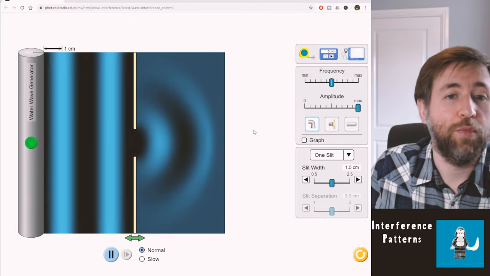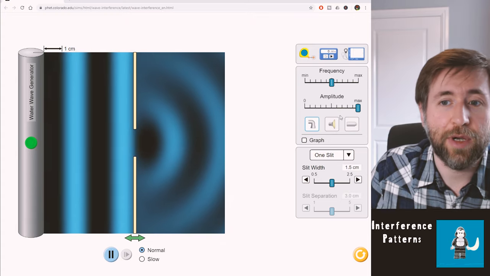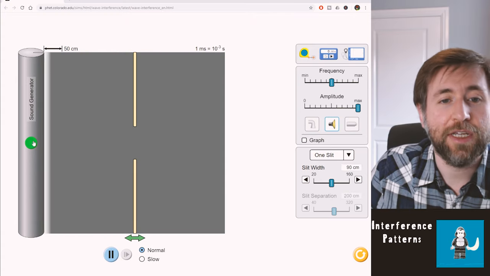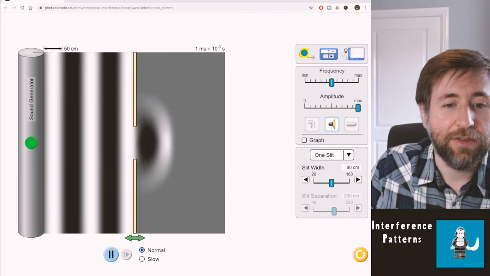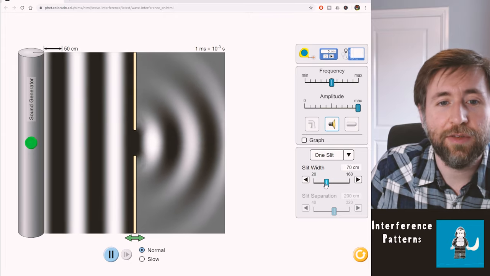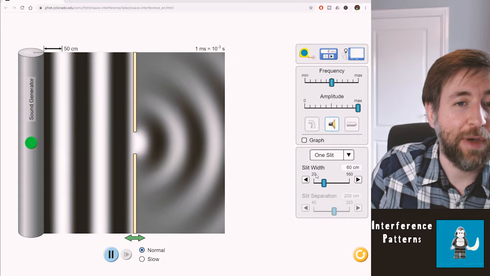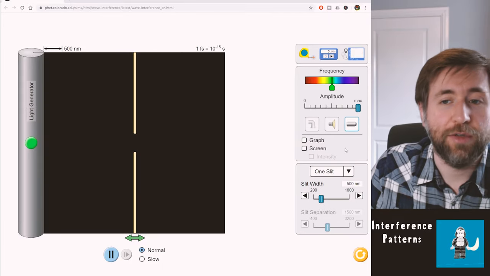Some other examples are water coming towards slits in boundaries. What happens to those? The same can be said of sound. They are diffracted into semicircular wave patterns. And you can even change the slit width to see how that affects the amount of diffraction that occurs. And you can work with light.